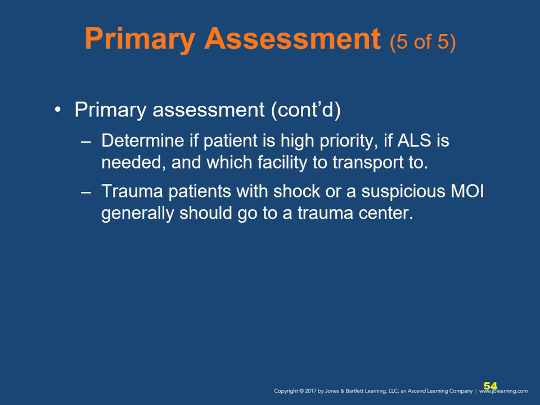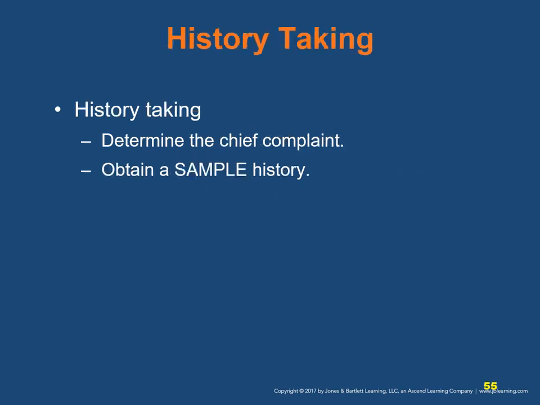Determine whether the patient should be treated as high priority, whether ALS is needed, and which facility to transport to. Trauma patients with shock or a suspicious MOI generally should go to a trauma center. History taking: after life threats have been managed, determine the chief complaint and obtain a SAMPLE history.